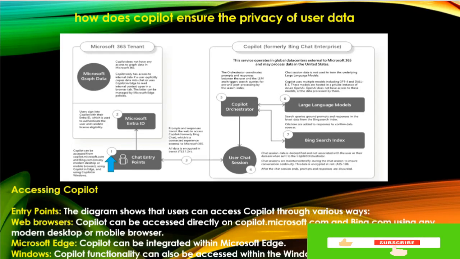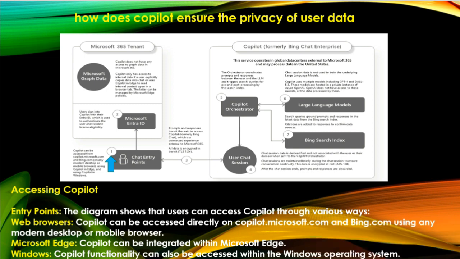How does Copilot ensure the privacy of user data accessing Copilot? Entry points. The diagram shows that users can access Copilot through various ways. Web browsers. Copilot can be accessed directly on copilot.microsoft.com and bing.com using any modern desktop or mobile browser. Microsoft Edge. Copilot can be integrated within Microsoft Edge. Windows. Copilot functionality can also be accessed within the Windows operating system.